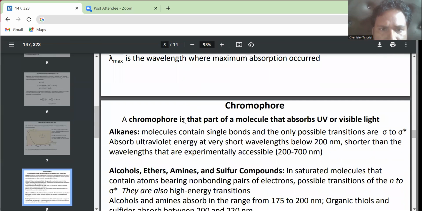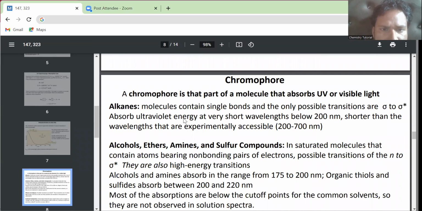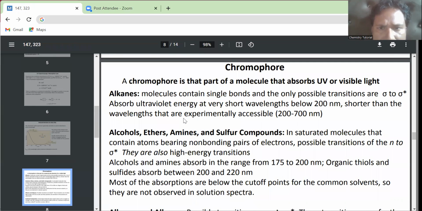The next important point is the chromophore, which is very important in UV-visible spectroscopy. A chromophore is the part of a molecule that absorbs UV or visible light. So if a molecule contains a chromophoric moiety, then it will be UV active, because it absorbs UV or visible light. It is the basic moiety that should be present in the molecule if you are going to analyze the UV spectra.